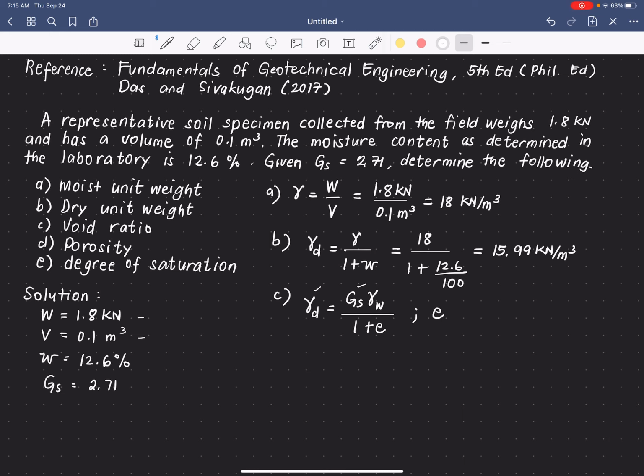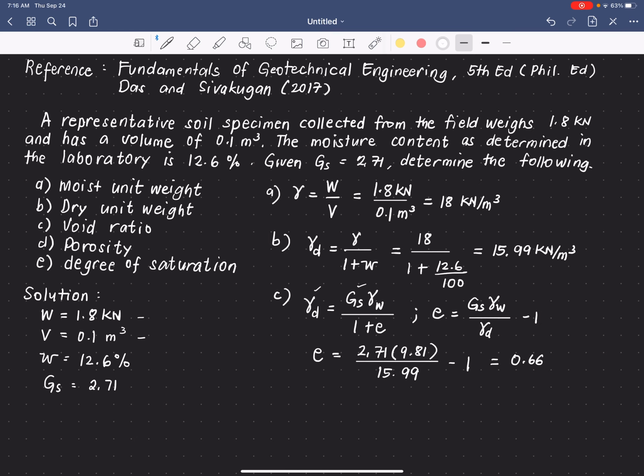So from here, we can solve for e, which is equal to the specific gravity multiplied by the unit weight of water, divided by gamma sub d, minus 1. So substituting these values, we get 2.71 times 9.81 divided by the calculated dry unit weight, which is 15.99, minus 1. We can get a value of e, which is equal to 0.66.